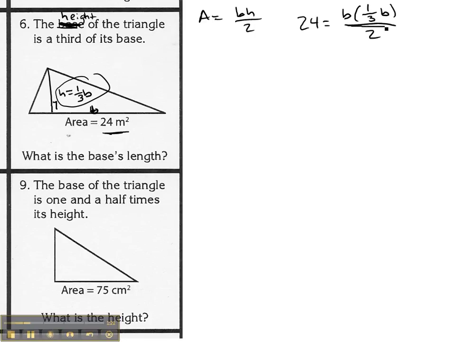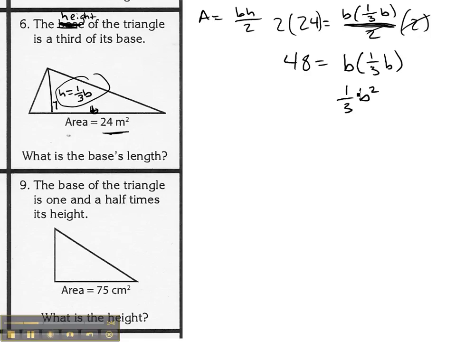Remember, we can undo this division with the inverse operation, which is multiplication. So I'm going to multiply both sides times 2. That's going to get rid of this part. So we get 2 times 24, which is 48, equals b times 1/3 b. And b times 1/3 b is 1/3 b squared. b times b is b squared. So 1/3 b squared equals 48.